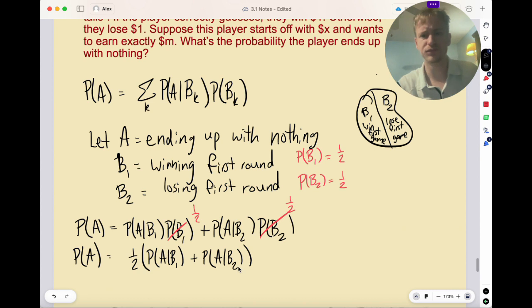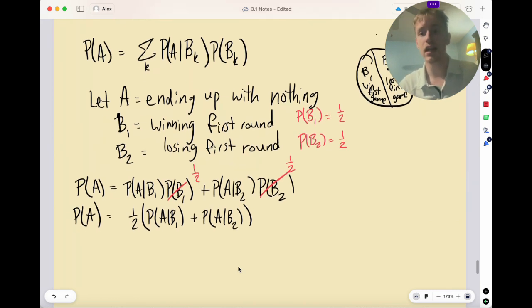All right, now, as I said, clearly the probability of ending up with nothing depends solely on how much money you start with. It doesn't really matter what the goal is, right? It doesn't matter that you want M dollars in the end, because as long as you have enough money that you start out with, it doesn't matter.